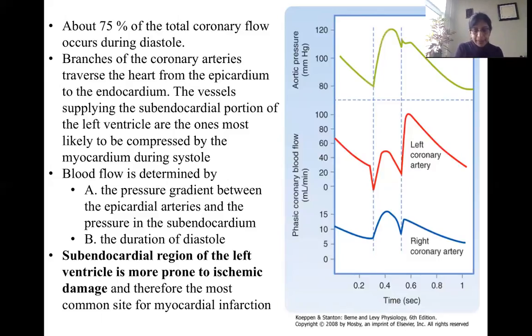So those are some details that help us understand what is required for the blood supply. Low pressure in the deeper parts of the heart, as well as the longer duration in diastole, would help receive more blood supply.